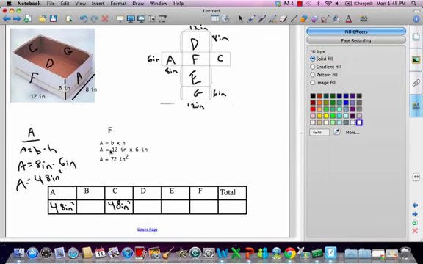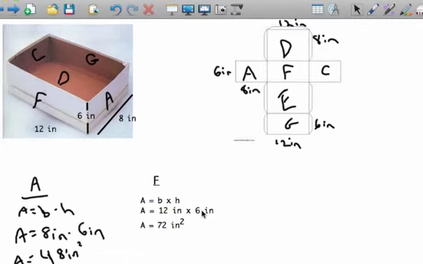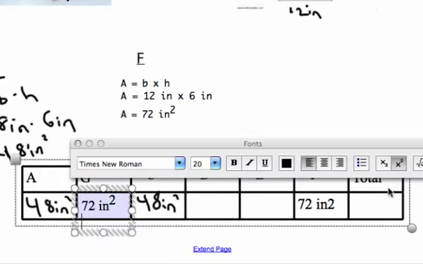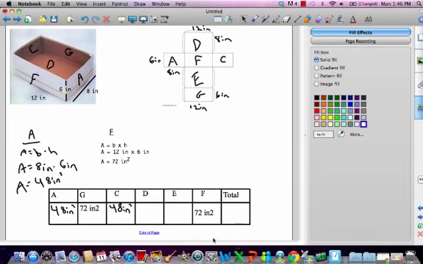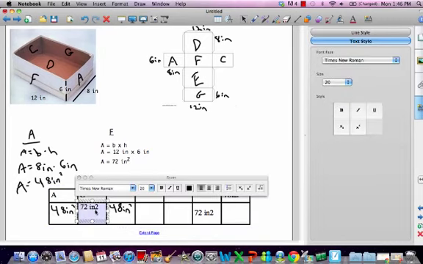And then you have side F, which the base and height would be 12 inches and 6 inches, so side F would be 72 inches squared. And then so too would be side G, it would be 72. Well, this came out bad, huh? The inches squared. We'll just write inches squared.